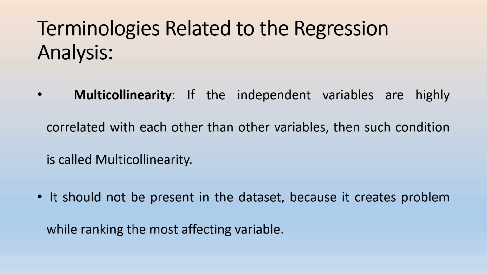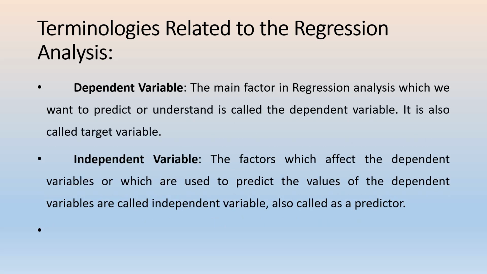And the next one is multicollinearity. What is multicollinearity? If the independent variables are highly correlated with each other, such a condition is called multicollinearity. It should not be present in the dataset because it creates a problem while ranking the most affecting variables. Let me explain by taking one single example here.